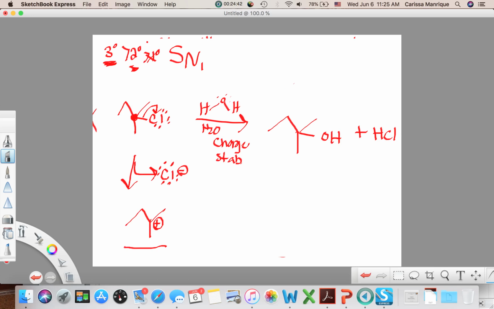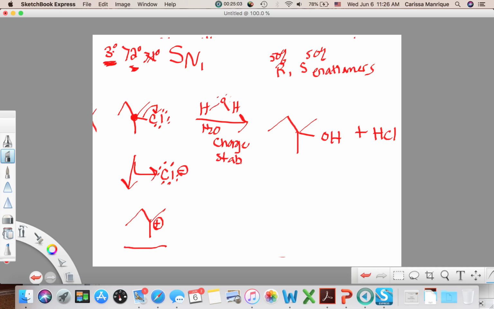So racemic mixture means you have equal R and S. Okay, so 50% of this will make it R, 50% S. This is looking at enantiomers. Versus SN2 will always make the opposite. So if you start with an R, you'll make an S. If you start with an S, you'll make an R. Okay, this will always make a mixture.